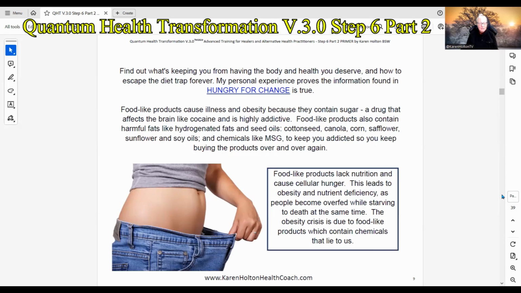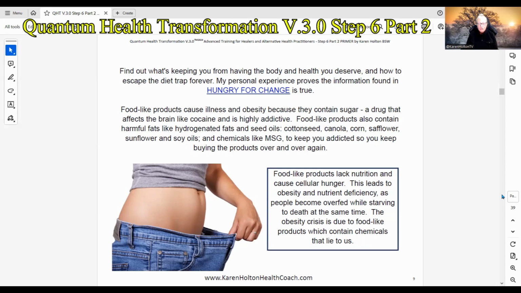Food-like products cause illness and obesity because they contain sugar, a drug that affects the brain like cocaine and is highly addictive. Food-like products also contain harmful fats like hydrogenated fats and seed oils. Some examples of seed oils that are toxic are cottonseed, canola, corn, safflower, sunflower, and soy oils, and chemicals like MSG to keep you addicted so you keep buying the products over and over again.